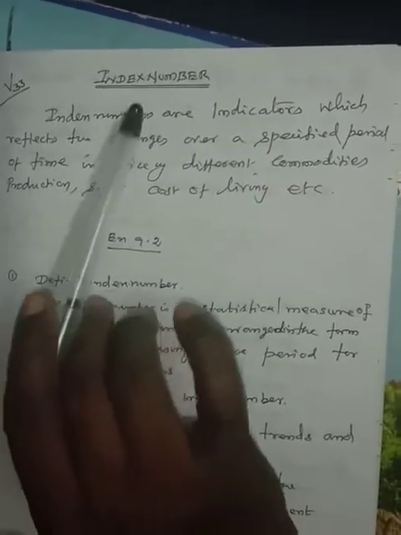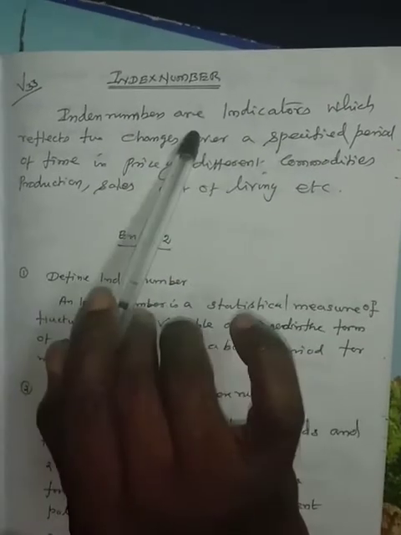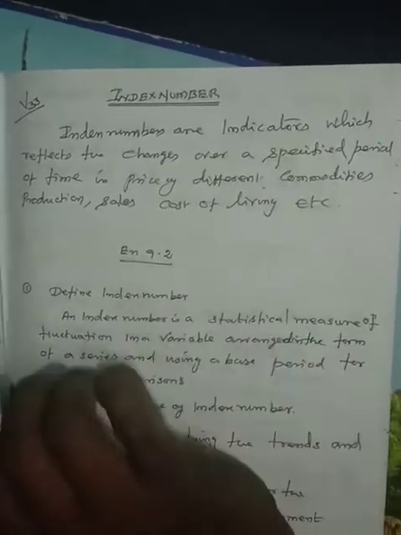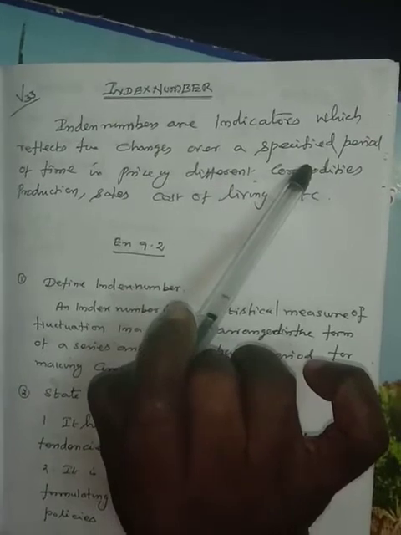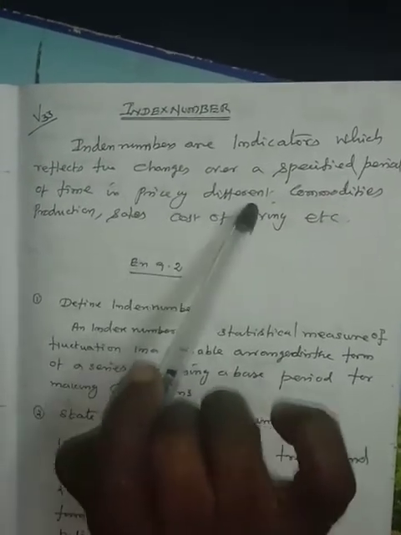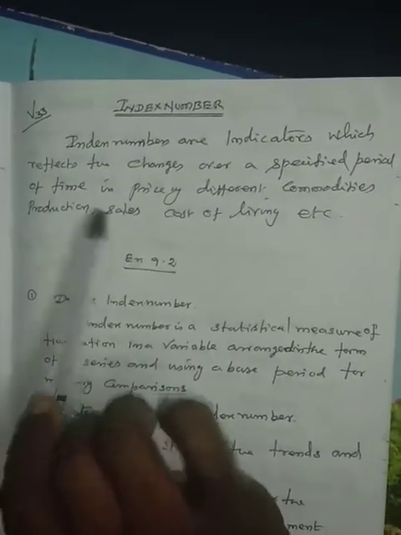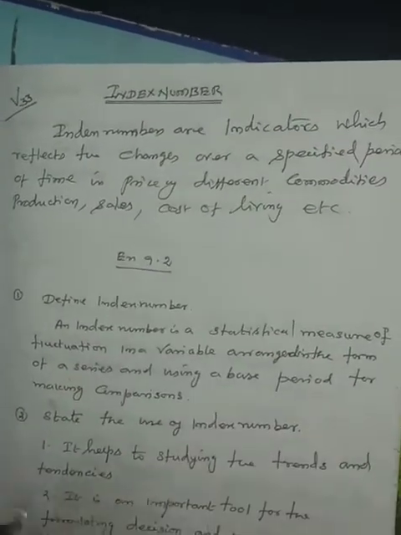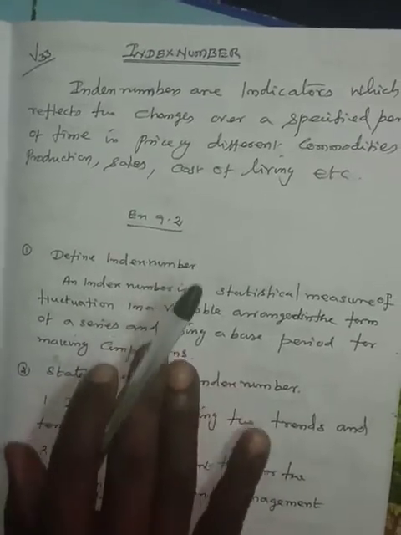Today's topic is lesson number 9, index numbers. Index numbers are indicators which reflect the changes over a specified period of time in price of different commodities, production, sales, cost of living, etc.